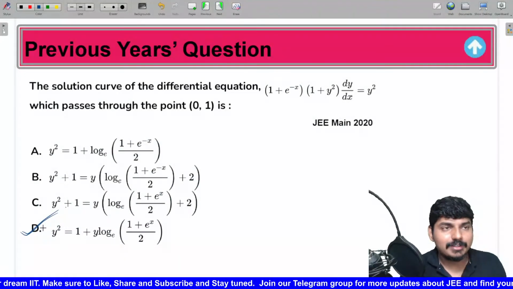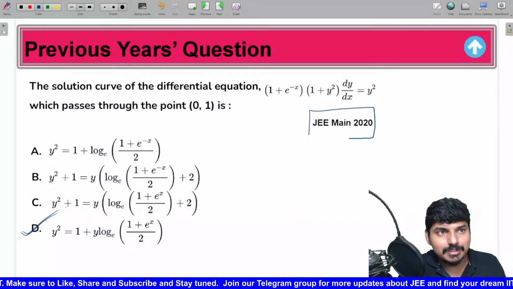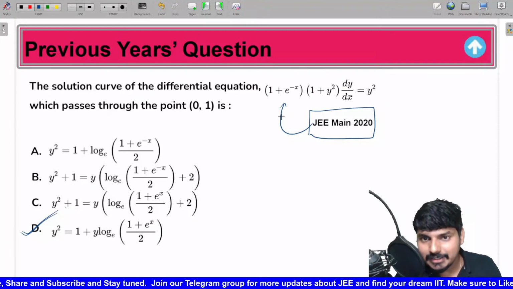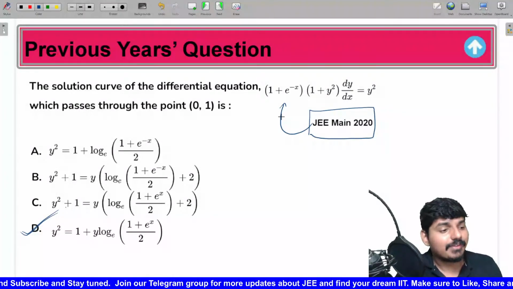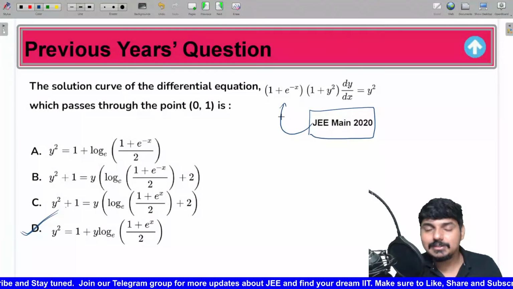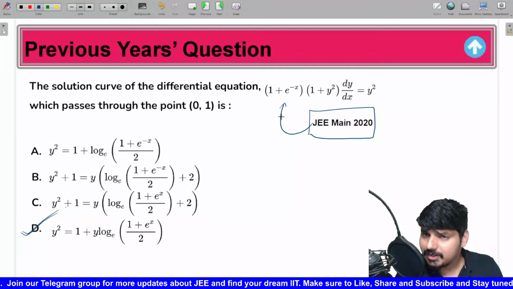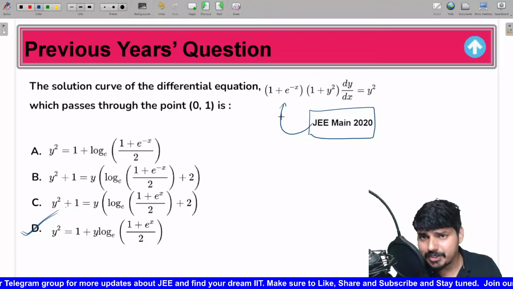Got it? So this question was asked in JEE in 2020, and again this question is completely dependent on the concept of the variable separable method. So that's what I'm telling you. Every year, one question is being asked from this chapter of differential equation.